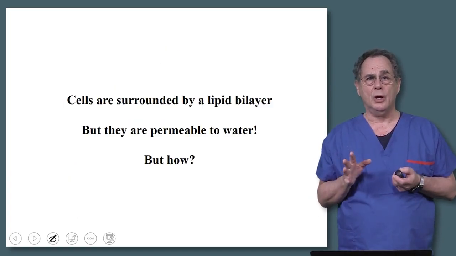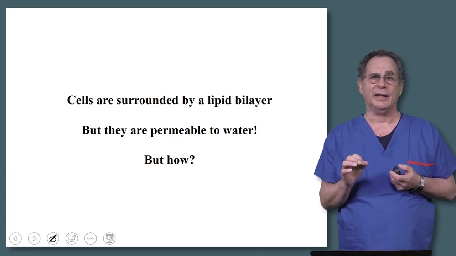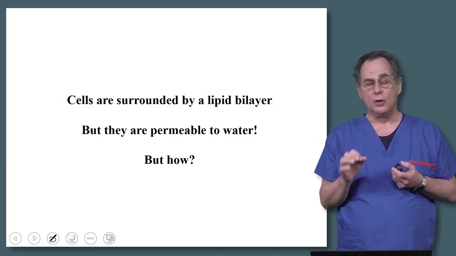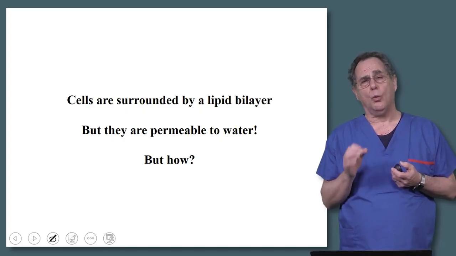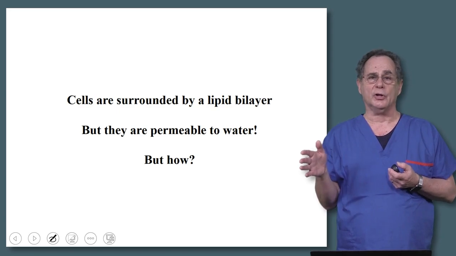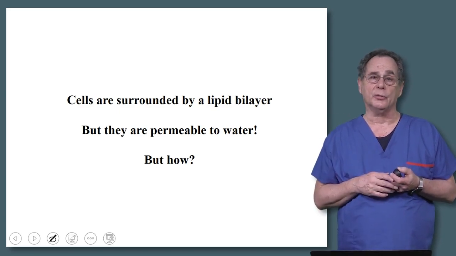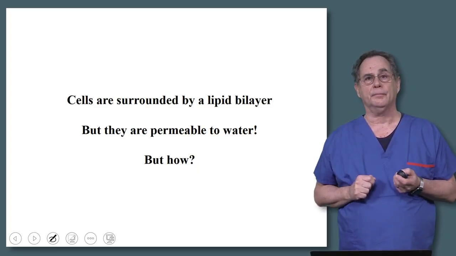So cells are surrounded by a lipid bilayer, and that lipid bilayer does not in fact confer permeability, but cells are permeable to water. So water can move from the extracellular compartment into the intracellular compartment. But how does it do so, and how is it regulated?